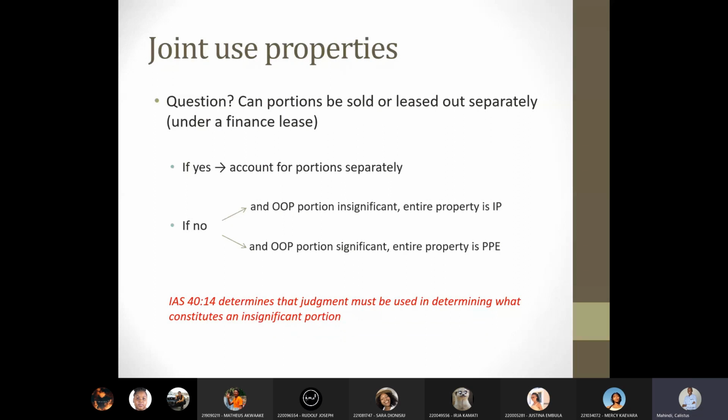If you cannot sell or lease the portions of the property separately, and the owner occupied property is insignificant, then the entire property is classified as investment property. So think of it this way. Let us say you have a building and 90% of the building is rented out, while 10% is used by the owners for offices. Then since it cannot be sold separately, that whole property will be classified as investment property.